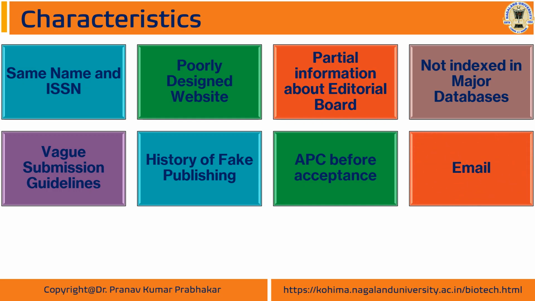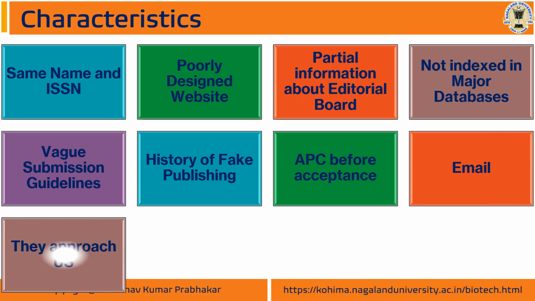Then the email ID. Most authenticated journals use a secure online submission system like ScholarOne or Editorial Manager. If a journal requests submission via email, most commonly Gmail, Yahoo, or Rediff, it is likely to be predatory.